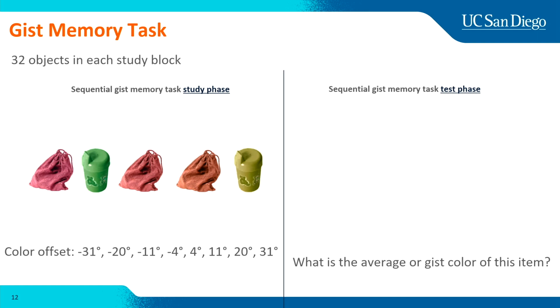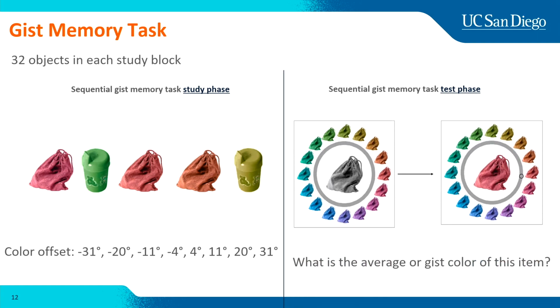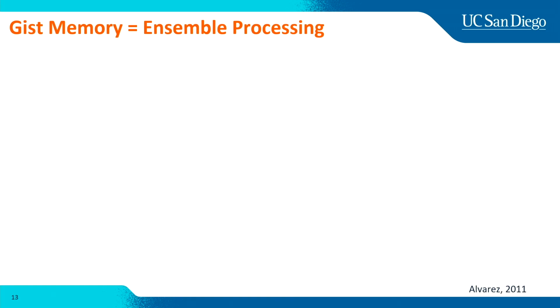For example, red is the base color of this bag, and the bag will be presented as red-pinkish or red-orangish, etc. And in each study block, we also have 32 objects, with only 4 unique objects presented 8 times. After a change detection distractor, participants need to use a continuous color wheel to report the average color of each object. Now what's a model for gist?